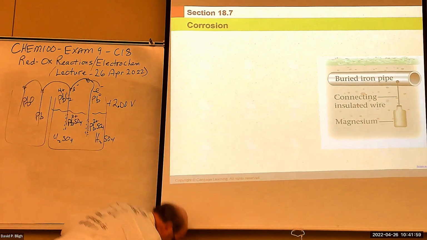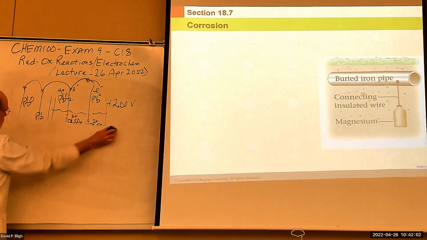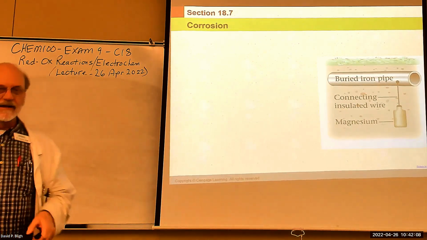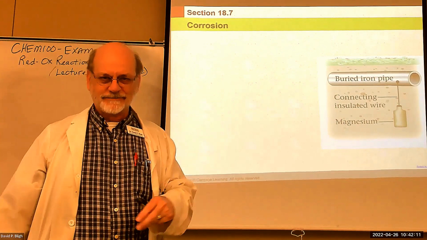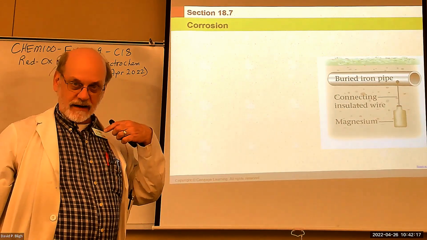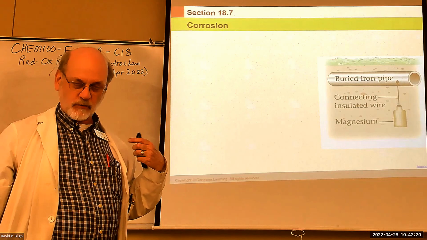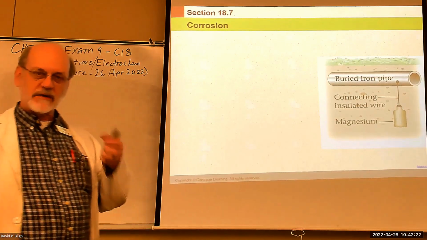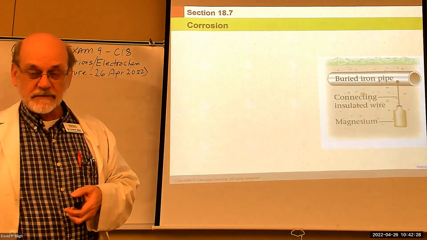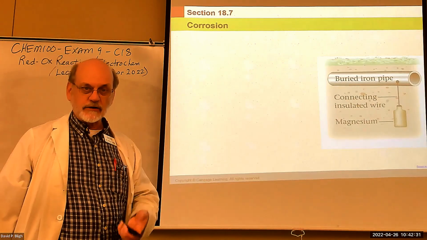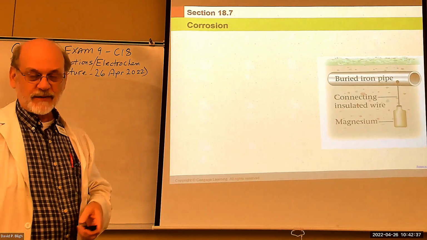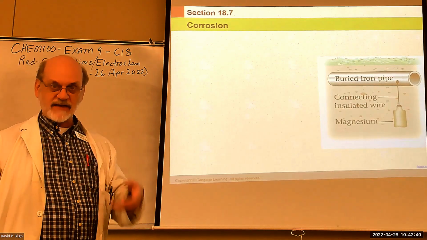Now, here's a topic. Corrosion. Corrosion is just another word for electrochemistry. When a metal corrodes, it is undergoing a redox reaction. And it's going from metal, usually to the oxide, sometimes the sulfide or some other, but it's being oxidized. The metal is being oxidized. It's losing its electrons and losing its structural integrity. I mean, it's only good if it's a metal.